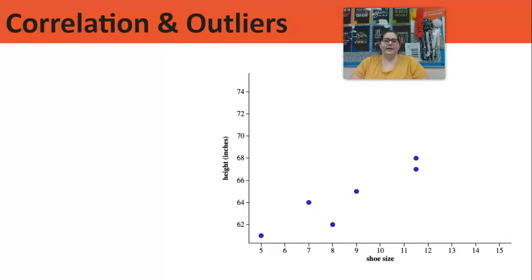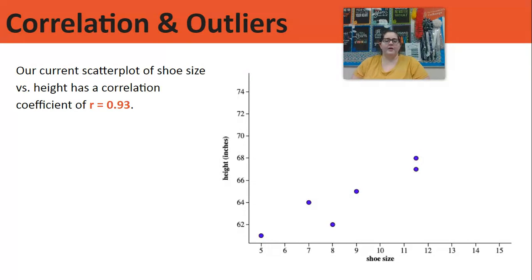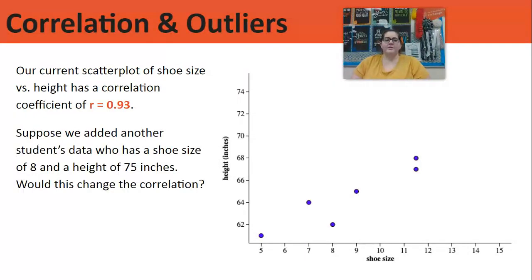So now I have this set of data. Remember, our current scatter plot has a correlation of R equals 0.93 after I took that point away. So suppose we added another student's data who had a shoe size of 8 and a height of 75 inches. So that's up here. So I've just added that point. Would that change the correlation?